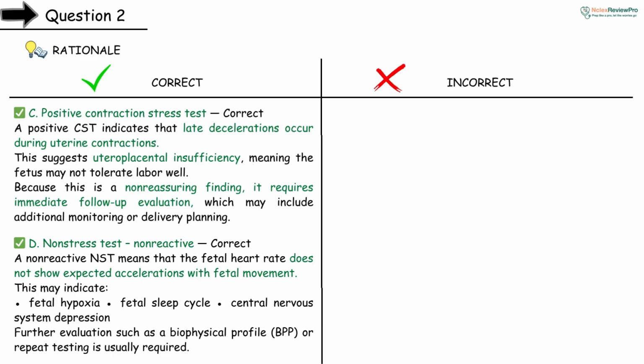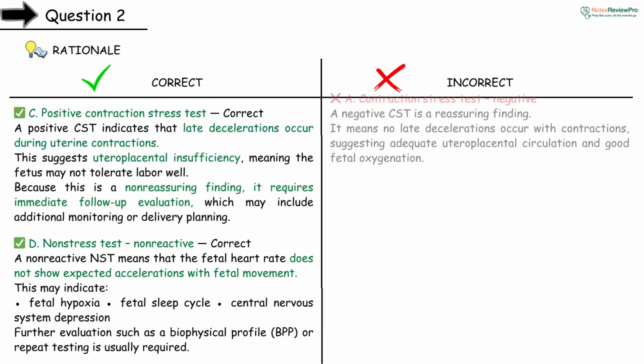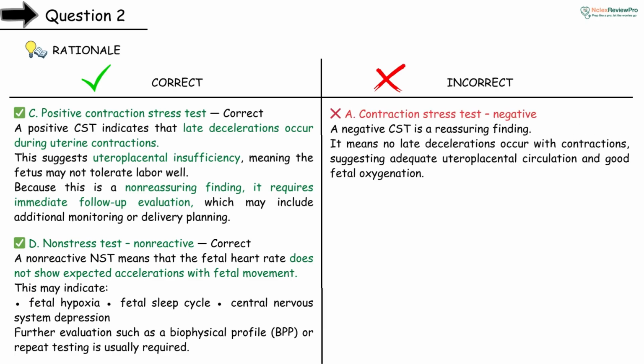Now let's see why the other options are not correct. Option A, negative CST. This is actually a good sign. A negative CST means there are no late decelerations during contractions, which suggests adequate uteroplacental circulation and good fetal oxygenation, so no follow-up is needed.